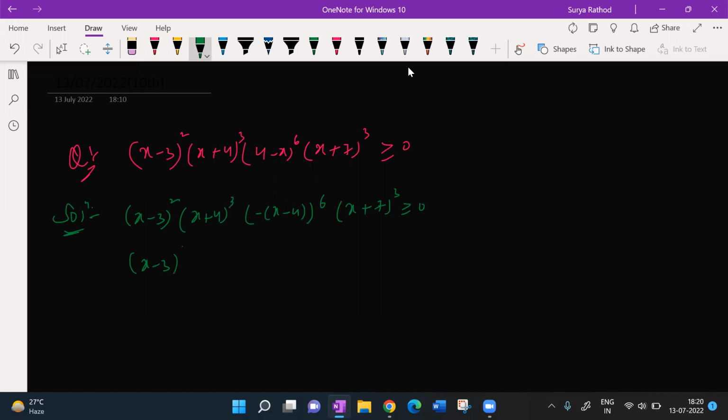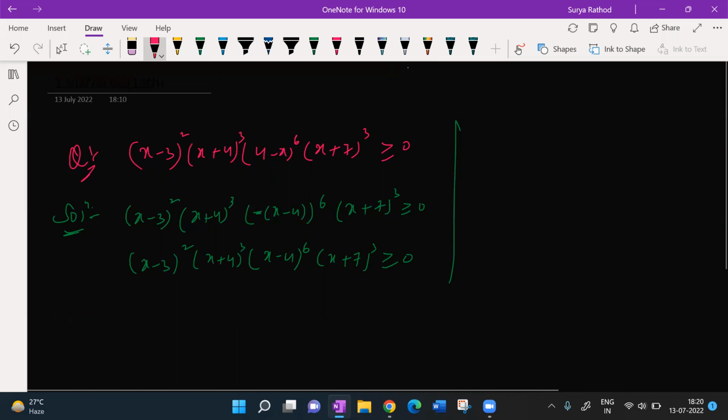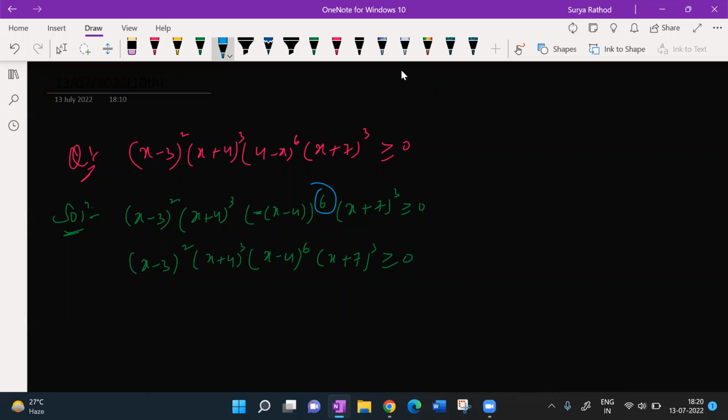So (x minus 3) whole square, (x plus 4) whole cube. Minus to the power of 6 is plus or not? You understand my point? Guys, whenever you take minus common, you think the inequality changes here. But the power is even here. Minus to the power of an even number is always positive, right? You understand, children, how I wrote here? Suppose if I have something like (3 minus x) whole cube, then if you take minus common here, it will be (x minus 3) whole cube.